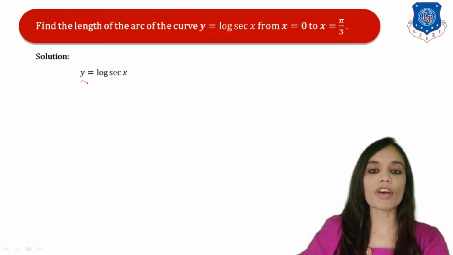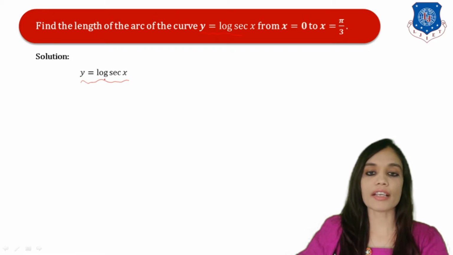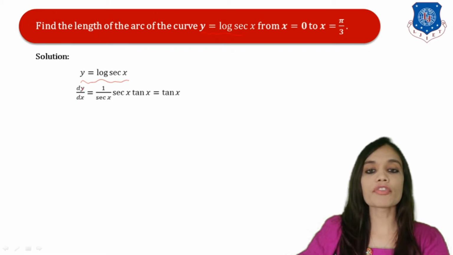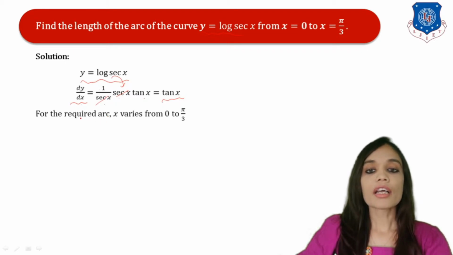So you are given y is equal to log sec x, right? So firstly we will find dy by dx. So the derivative will be 1 upon sec x and derivative of sec x will be sec x into tan x. So this sec x will get cancelled out and the answer of dy by dx will be what? Tan x, right? Now for the required arc, x varies from 0 to pi by 3, right? This is given in the question.